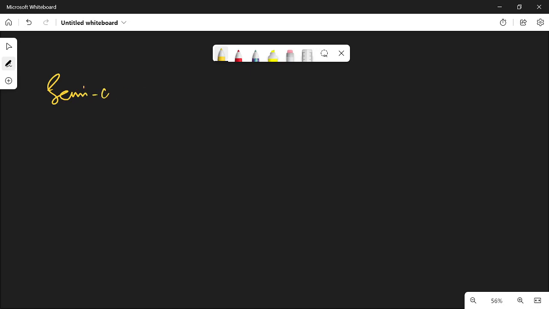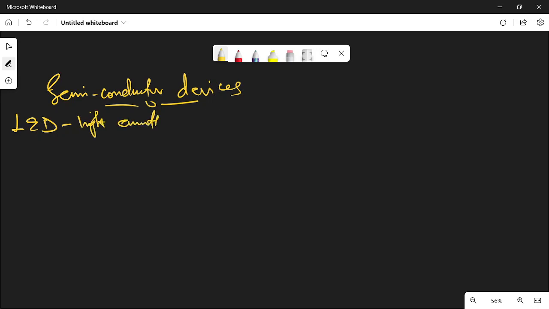Semiconductor devices. So when we talk about the devices of semiconductor, the very common one that we have is the diode. Everybody knows diode. Or is everybody here? The very common diode that everybody knows is the LED. LED simply means light emitting diode. It's a very common one that virtually everybody uses.